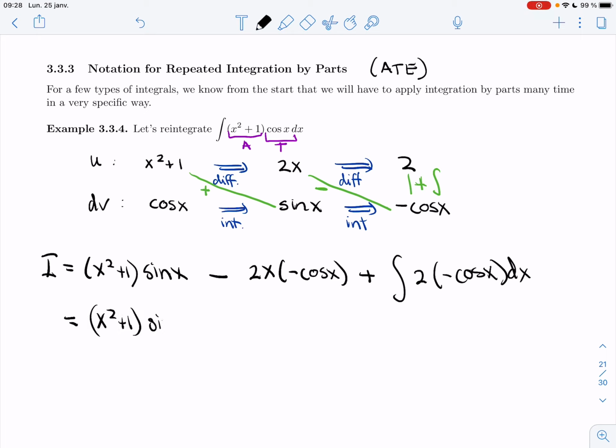So let's finish this problem. 2x cos of x. And then this final one I can integrate. I get minus 2 sine of x plus c.